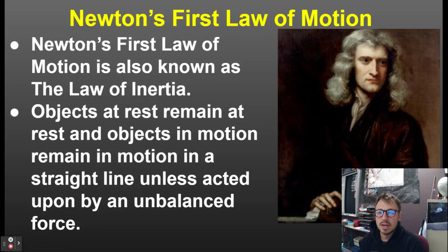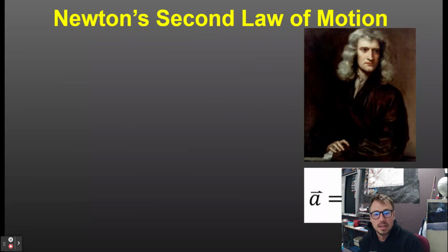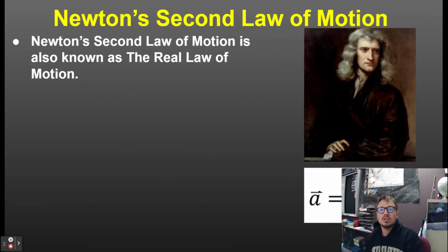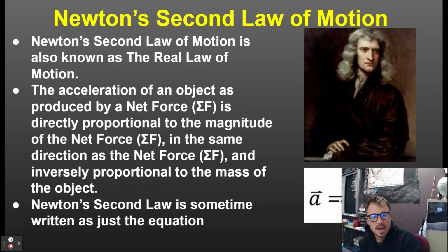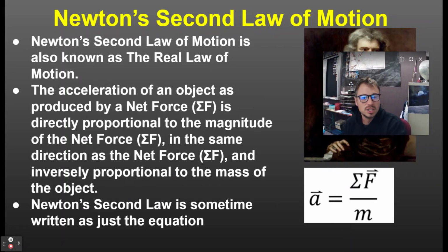Objects at rest remain at rest, and objects in motion remain in motion in a straight line unless acted upon by an unbalanced force. And Newton's second law is known as the real law of motion. It's usually just written as the equation right here: the acceleration equals the net force divided by the mass.